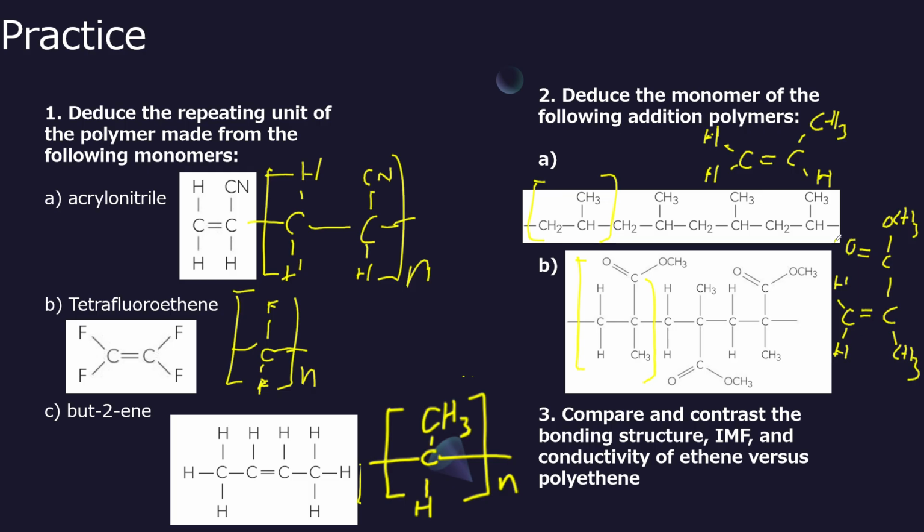And finally, 3, compare and contrast the bonding structure, IMF, and conductivity of ethene versus polyethene. So just very quickly to end this video, bonding structure of ethene is a trigonal planar molecule. Conductivity, low conductivity. Weak IMF.